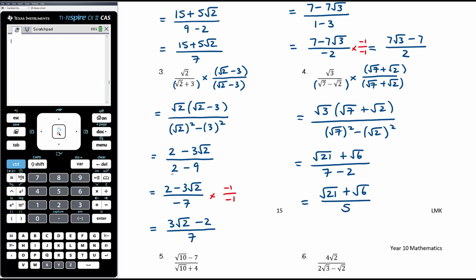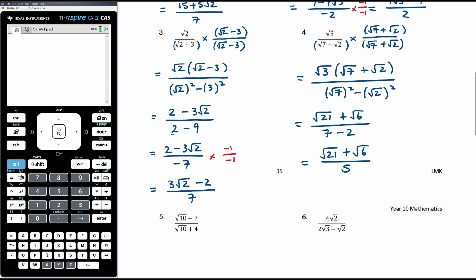Now just checking our surds are in simplest form. There's no square numbers that go into 21. There's no square numbers that go into 6. So both of those surds are in simplest form. They're not like surds, so they can't be added together. And the fraction, there's no numbers out the front here that could potentially be cancelled down with the 5.